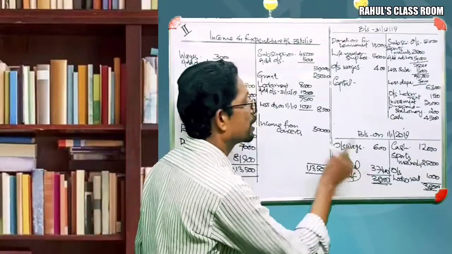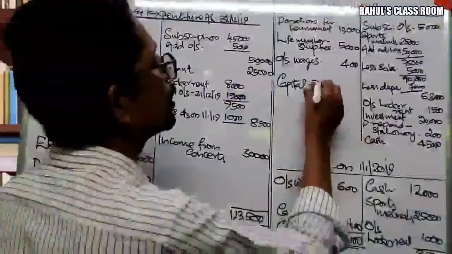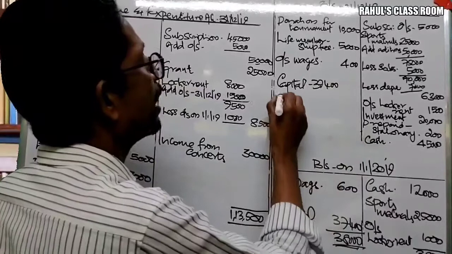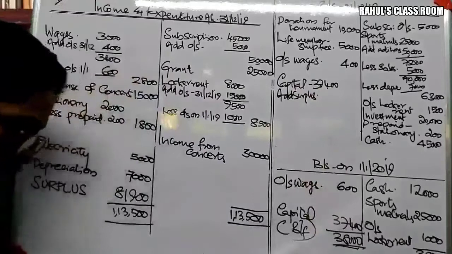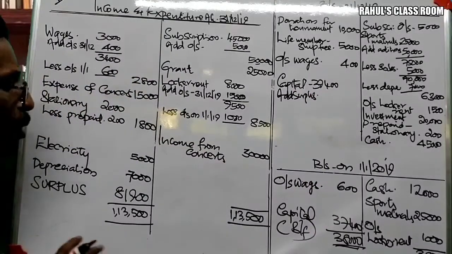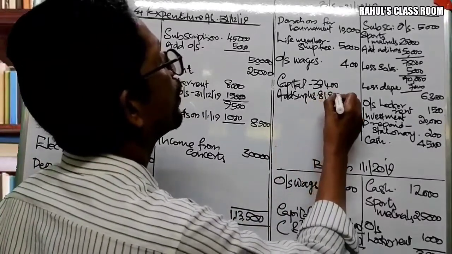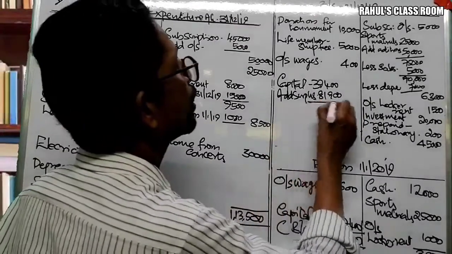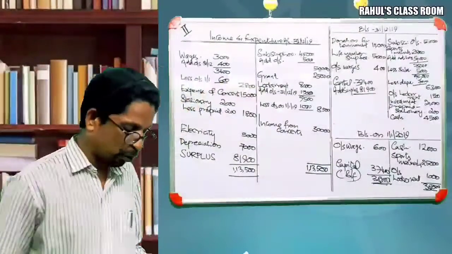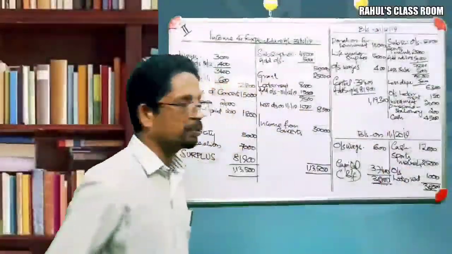So we computed this capital here, and we also computed surplus here. Now we are writing capital how much now? 37,400. Again add surplus, how much we computed here? We computed here how much now? 81,900. So how much total? 37,400 plus 81,900. Thus we will obtain a total of 1,19,300. So the entire activities are over.